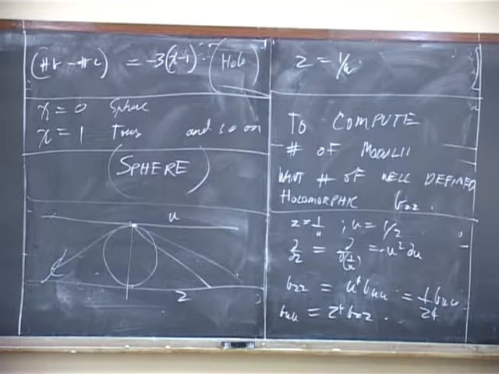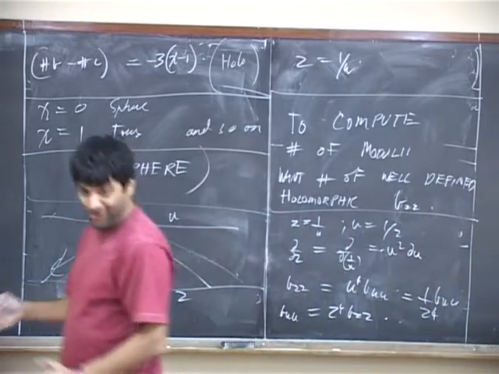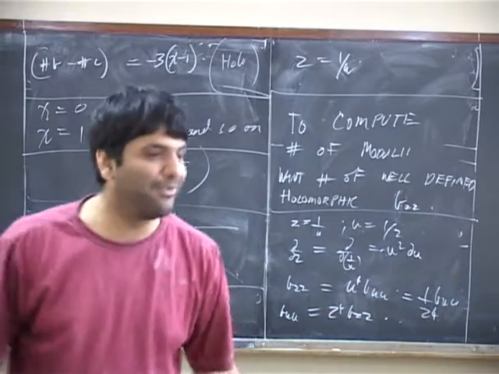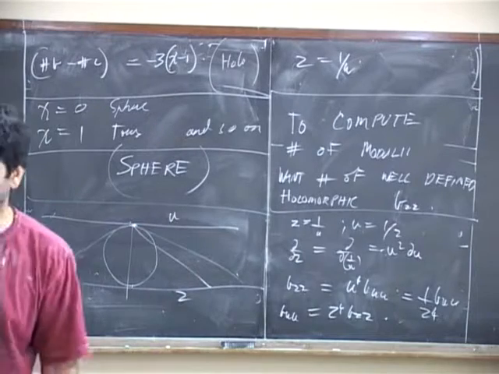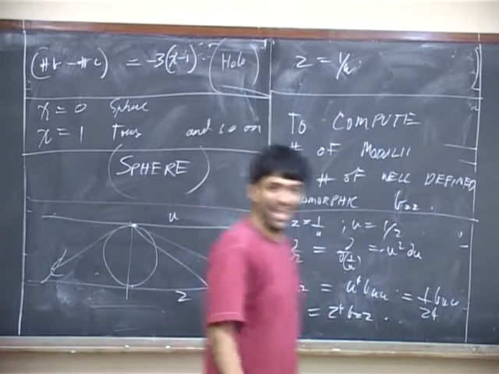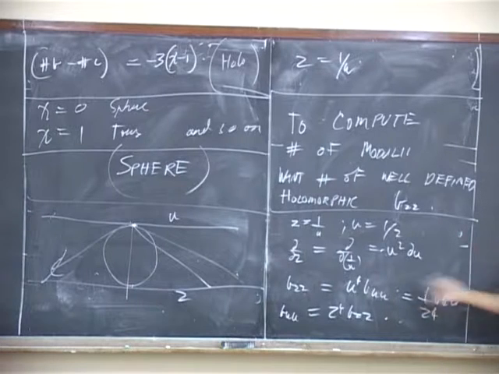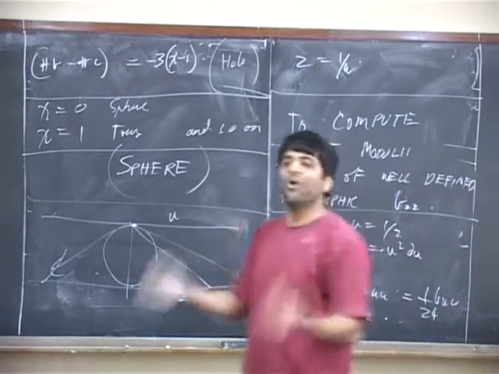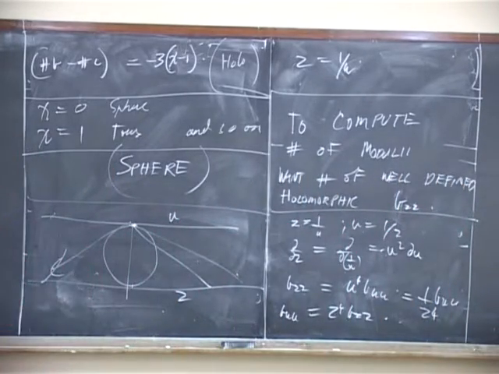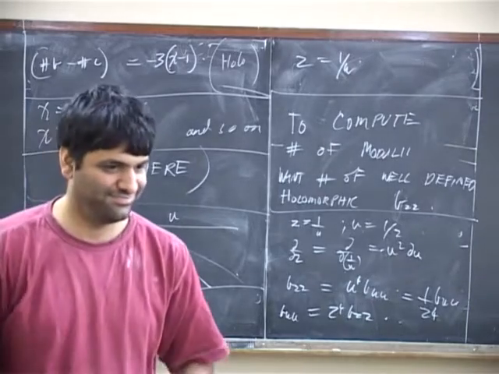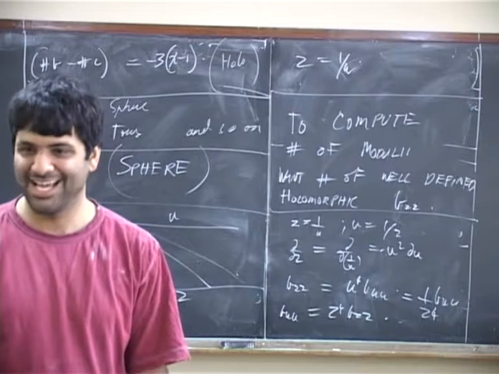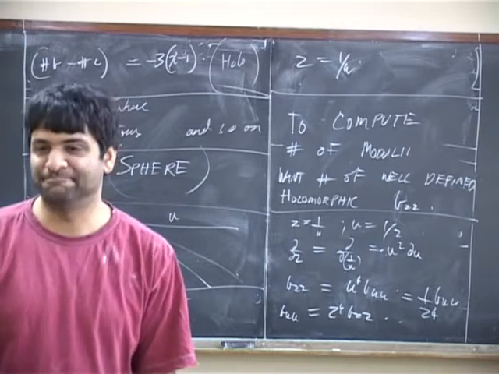Zero. Yes, that's the famous theorem, right? That the only function that is bounded and analytic everywhere is the constant. So there's no analytic function that satisfies this property. So there are no zero modes of the operator P dagger on the sphere. Is this completely clear?